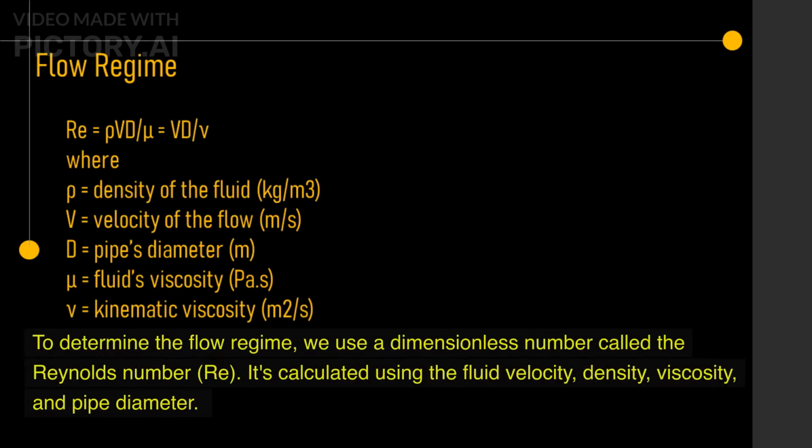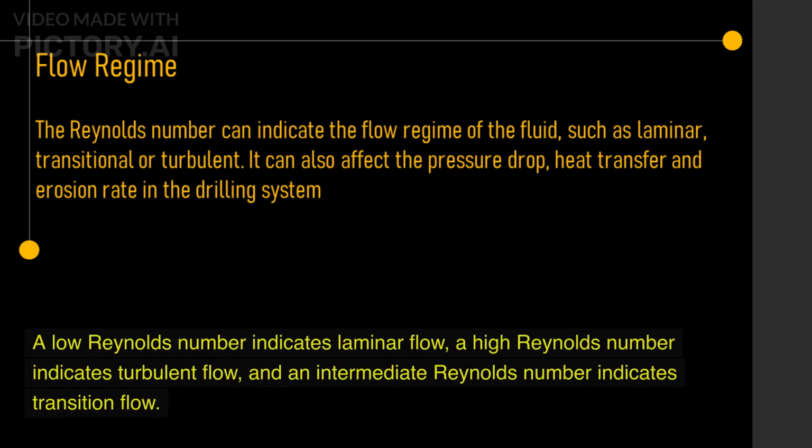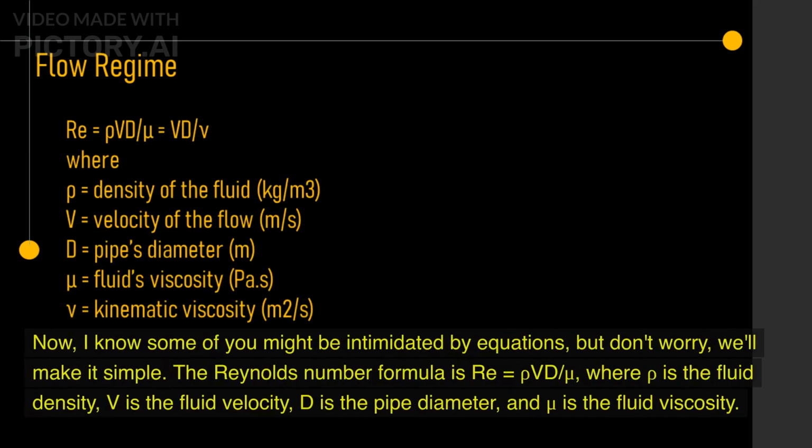To determine the flow regime, we use a dimensionless number called the Reynolds number, Re. It's calculated using the fluid velocity, density, viscosity, and pipe diameter. A low Reynolds number indicates laminar flow, a high Reynolds number indicates turbulent flow, and an intermediate Reynolds number indicates transition flow. Now, I know some of you might be intimidated by equations, but don't worry, we'll make it simple. The Reynolds number formula is Re equals rho V D over mu, where rho is the fluid density, V is the fluid velocity, D is the pipe diameter, and mu is the fluid viscosity.